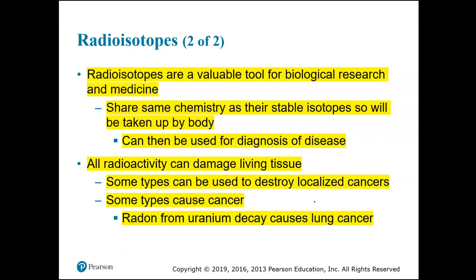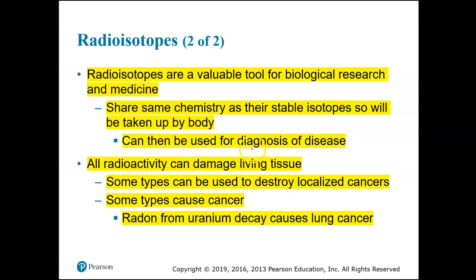Now, radioisotopes are isotopes that give off radiation energy. They can be harmful, but they're also used in medicine and in other ways. Radiation is used to keep our produce fresh. They irradiate the produce before they put it on the shelves, and that keeps our produce from going bad so quickly. All radioactivity can damage living tissue. Some can be used to destroy cancer, so radiation therapy, but some can cause cancer.